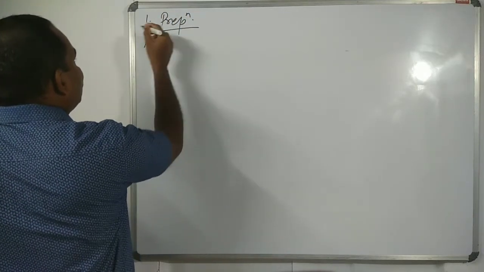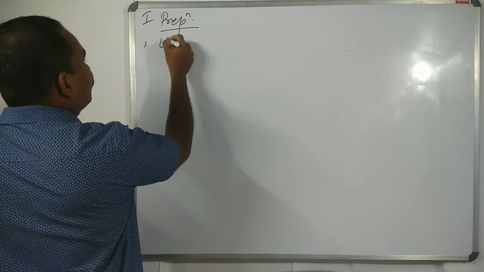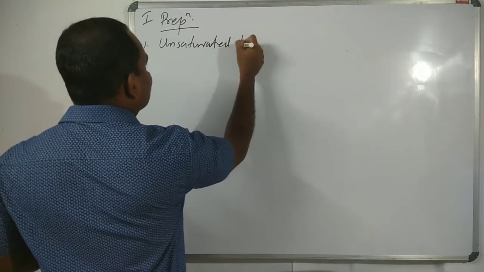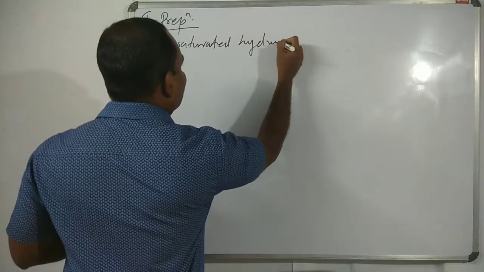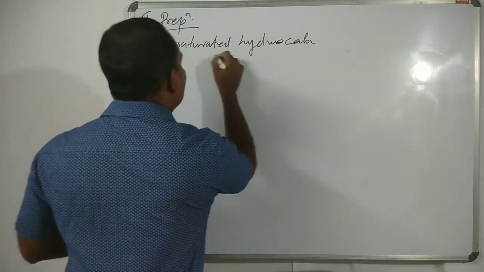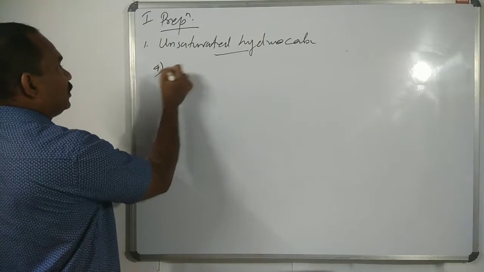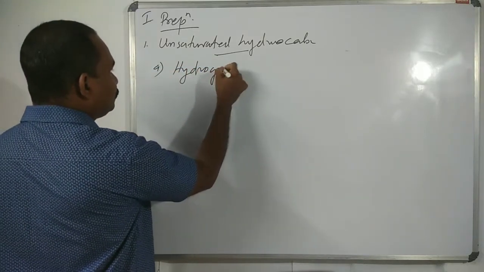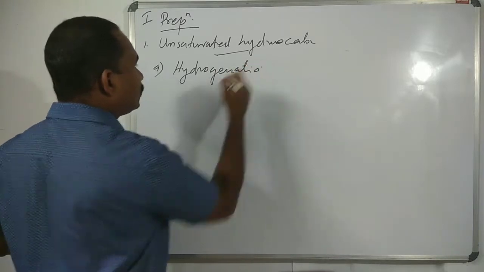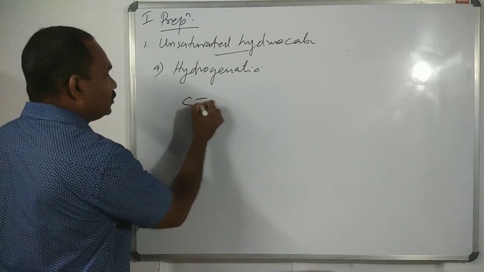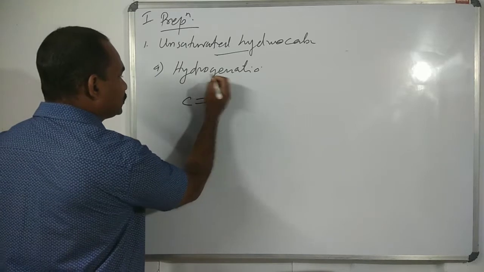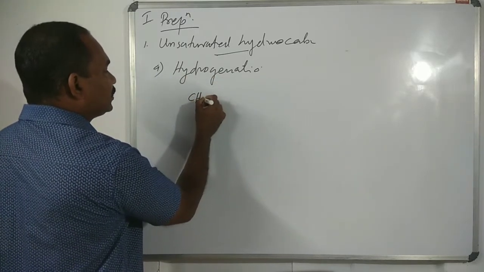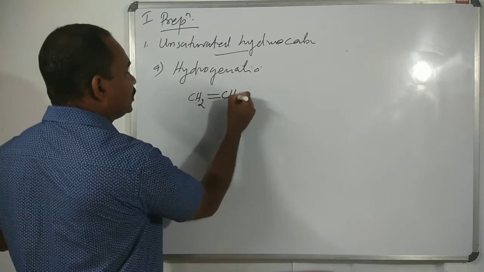Preparation 1: from unsaturated hydrocarbon. A. Hydrogenation. This you studied in our class. Let's take a particular example, ethene, CH2 double bond CH2.